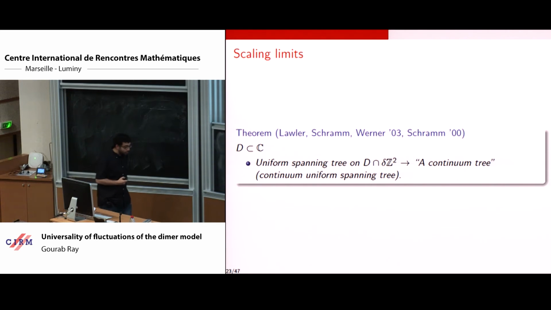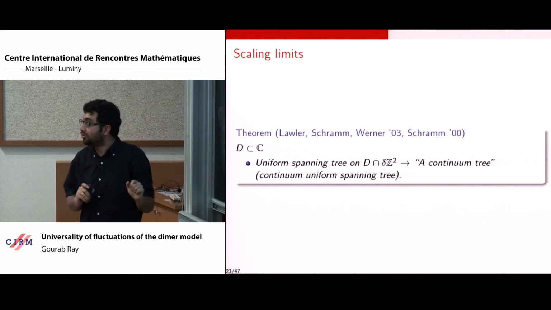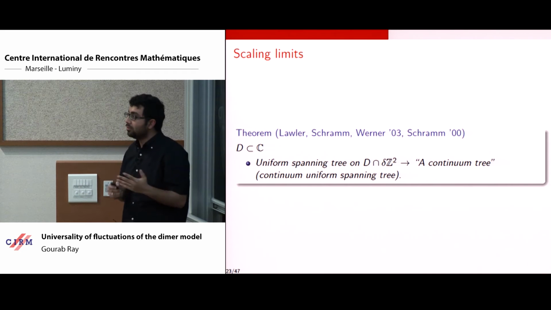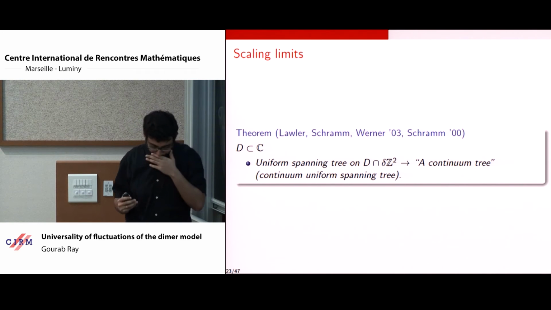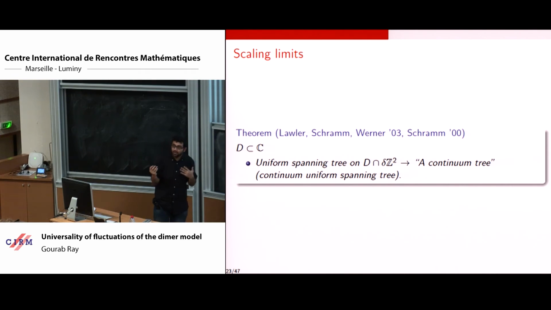Okay, so why is the uniform spanning tree so amenable to this sort of analysis? Because it was known from the work of Schramm and then Lawler, Schramm, and Werner that the uniform spanning tree has a very nice scaling limit. It's something like a continuum tree. So I have to tell you in what sense you take the limit, because for a spanning tree, if you take the scaling limit and just look at the Hausdorff metric, you just get something space filling, because there are tree branches everywhere.